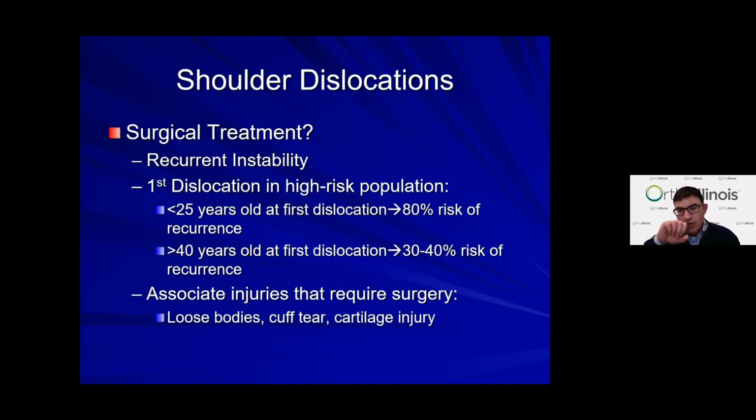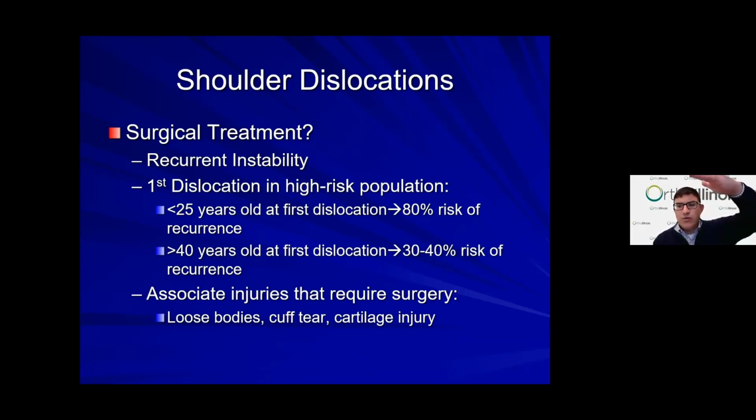So is there surgery needed for shoulder dislocations? As opposed to many things in orthopedics, dislocating your shoulder when you're young is actually associated with more problems than dislocating it when you're older. If you dislocate your shoulder when you're under 25 years of age, your chance of it recurring, meaning popping out again, is 80%. Once we get older and our shoulders get a little bit stiffer, the chance of that shoulder popping out again goes down.